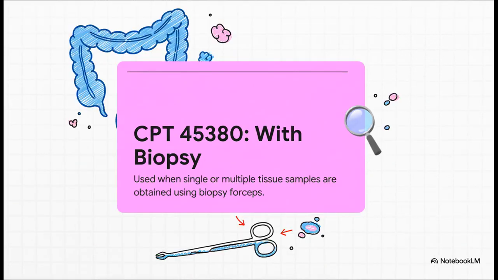But, they often do more than just look. What happens when they actually take a tissue sample? Well, that's when you level up to CPT 45380. This code comes into play specifically when the physician uses biopsy forceps to grab a piece of tissue. It doesn't matter if it's one sample or a few. If forceps are used for a biopsy, this is your code. It's one of the most common ones you'll see.